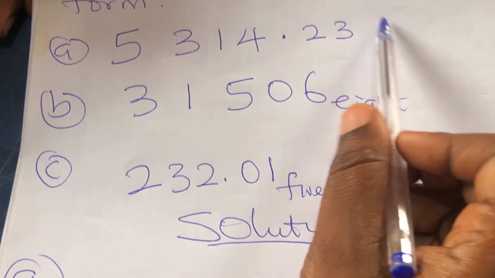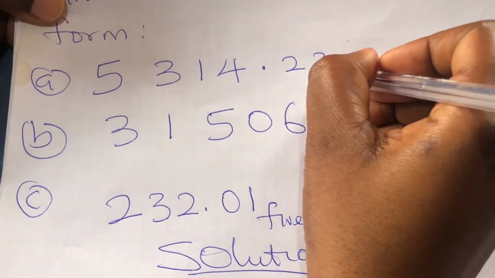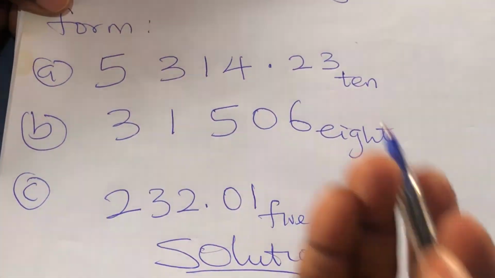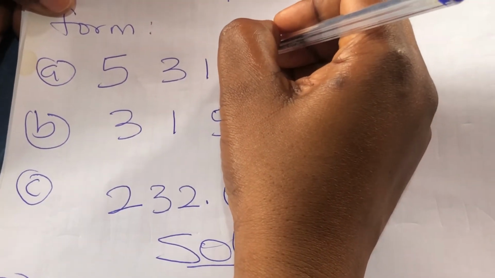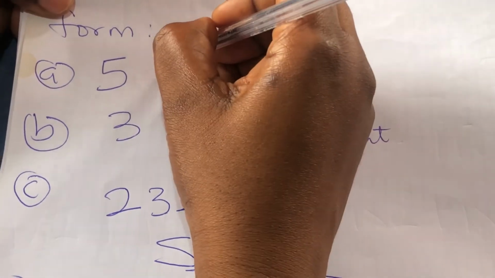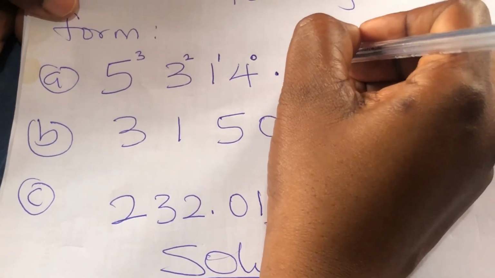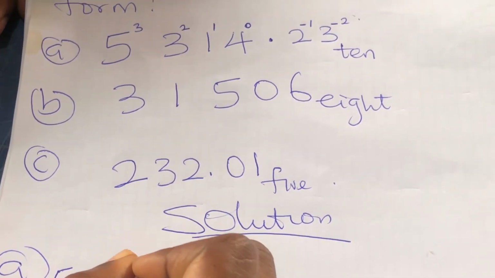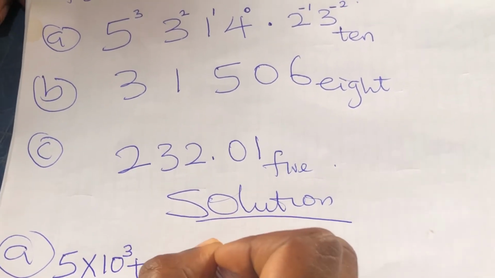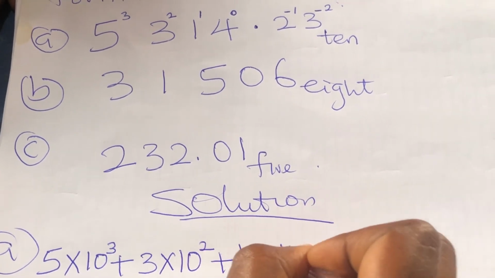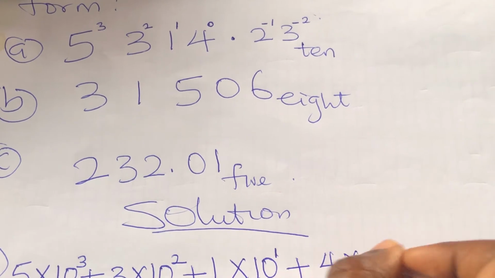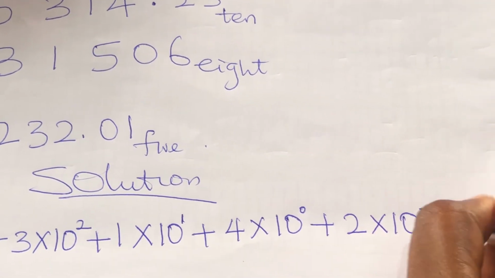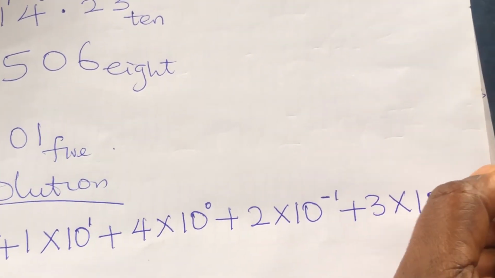A. This one without any base means it's already in base 10. So don't be scared if you see something like that. If they did not put any base there, it means it's already in base 10. So for you to expand it, the first thing is that before the decimal point, just label the top. Put 0, followed by 1, 2, 3. Immediately after the decimal point, put -1, followed by -2. So to expand that one, it will be equal to 5 times 10 raised to the power of 3 plus 3 times 10 raised to the power of 2 plus 1 times 10 raised to the power of 1 plus 4 times 10 raised to the power of 0 plus 2 times 10 raised to the power of -1 plus 3 times 10 raised to the power of -2.